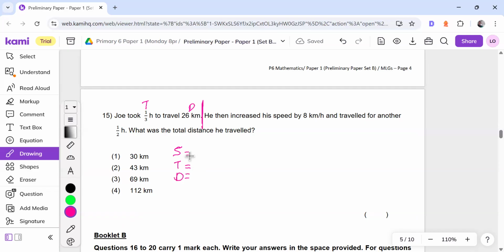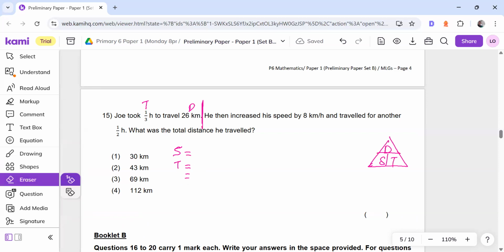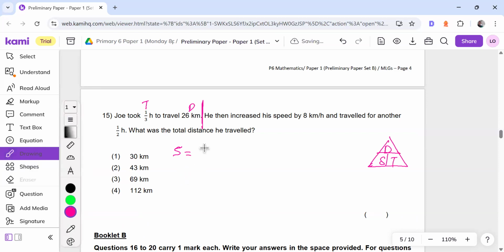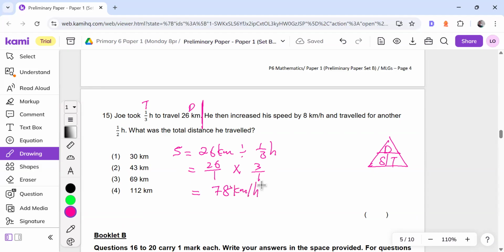So, how do you find the speed? Now, you need to know your triangle, and you must remember where to put the letters. So, how do you get speed? Speed is equal to distance divided by time. All right, so let's write out the steps. Speed is equal to distance divided by time, and you are tested on how to divide fractions. So you change the whole number into a fraction, change the divide to times, and flip. So 26 times 3 will be 78 over 1.